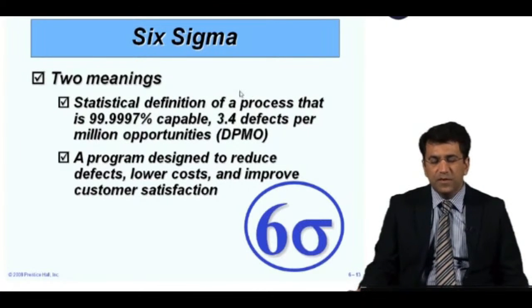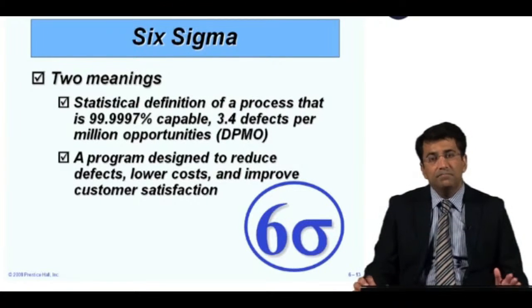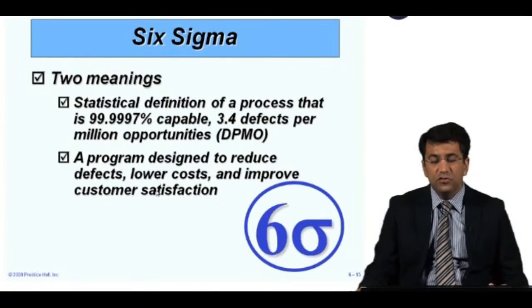Another meaning of Six Sigma is a program designed to reduce defects, lower costs, and improve customer satisfaction. So there is a statistical meaning and there is a management meaning or the quality meaning, that the purpose of this Six Sigma approach is to reduce the defects so that we can improve the quality. And you know that reducing the defects is directly proportional to the improvement of the quality. This also helps us to reduce the cost and improve our customer satisfaction.